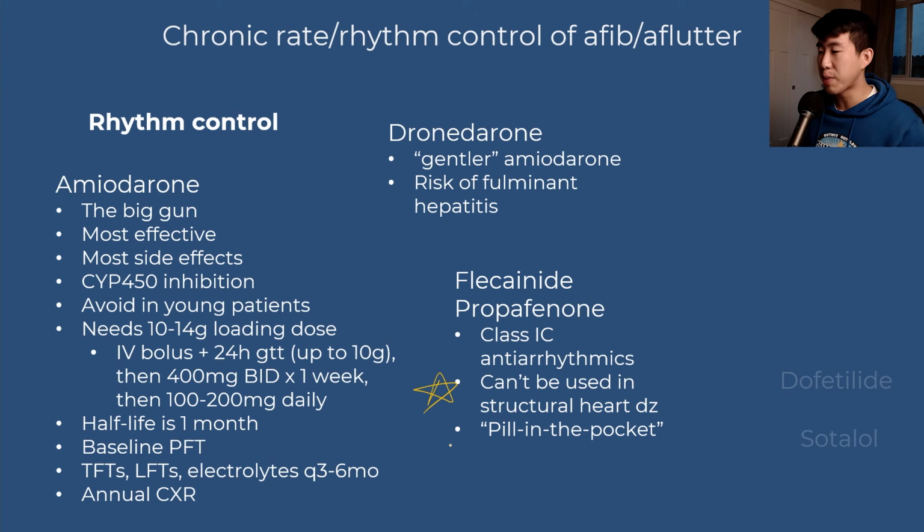One thing that's really good about these is that you can use them in a pill in the pocket strategy, where basically you have a patient on rate control, and then you give them this pill that they keep in their pocket. And if they start to feel palpitations, they'll just take a flecainide, or they'll take a propafenone and see if that controls their symptoms. If it doesn't control their symptoms, then they'll go to the ED to get further management.